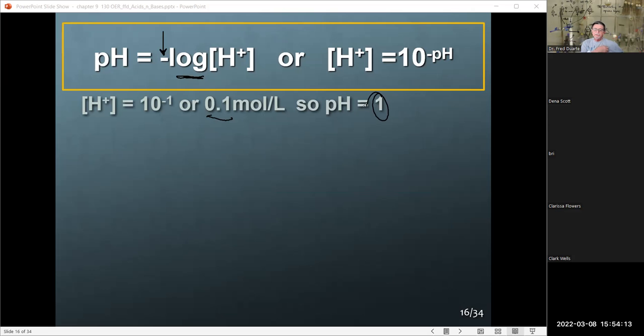If you want to go back the other direction, let's say you know the pH and you want to know what the concentration is, there's a button called 10 to the X. You push that and you put a negative pH value. So you type in the 10 to the X button and put a -1, and it brings you back to 0.1 as far as concentration. You can go both directions. A lot of times you're given the pH, you want to figure out what the concentration is, or vice versa.